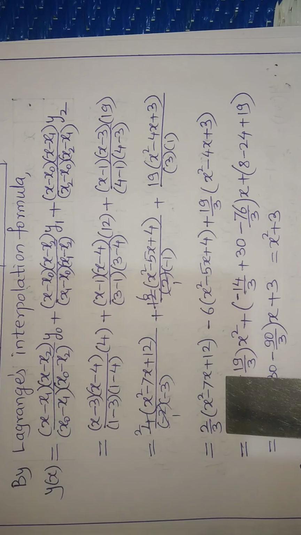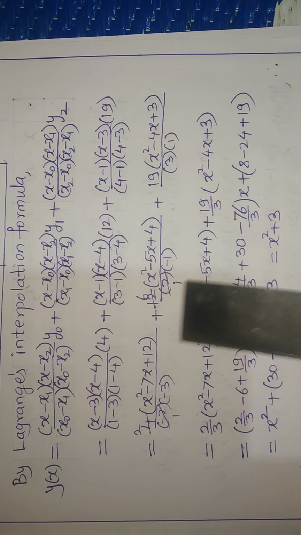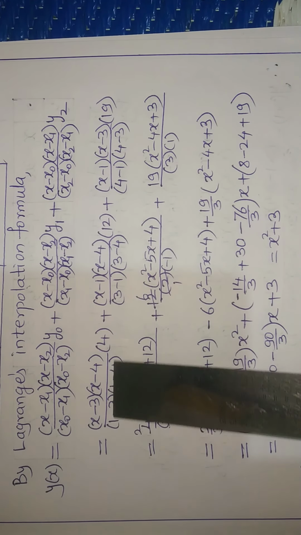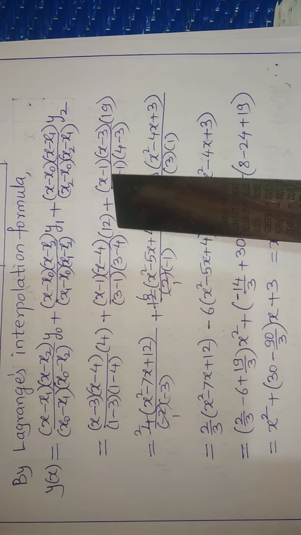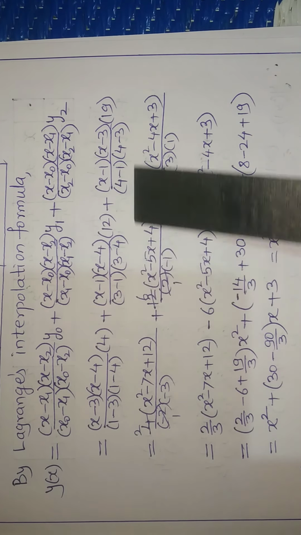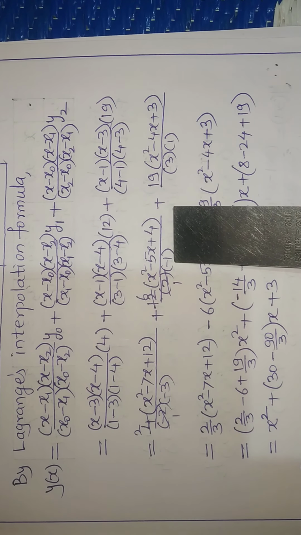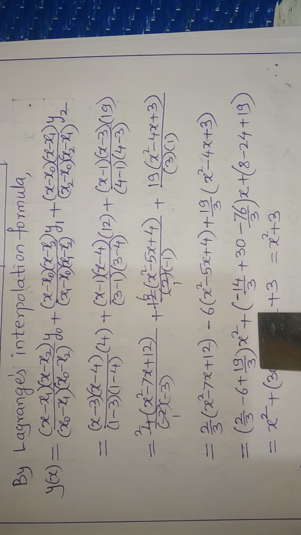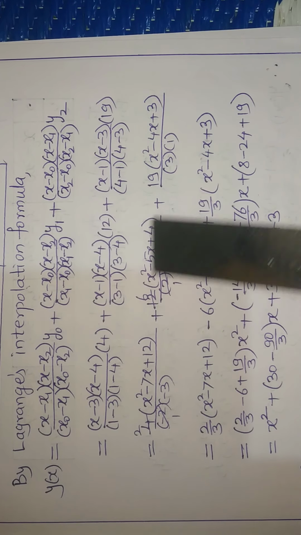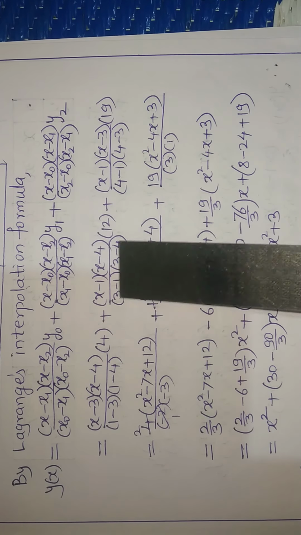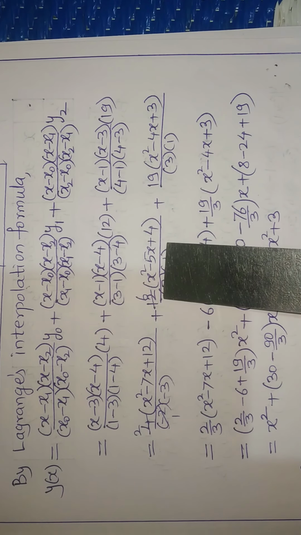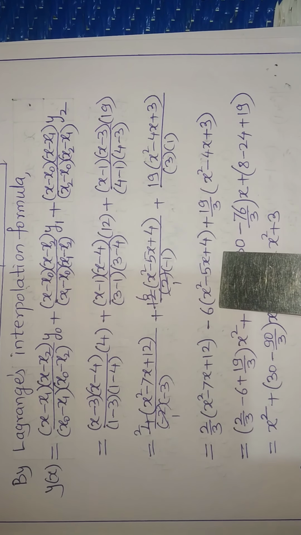In the bracket you have x square minus 7x plus 12, the product of these two brackets, as you know. Now, in the second case, you have 12 here and the denominator is 2 into minus 1 as you're watching. So, there will be minus sign here, and 2 sixes are 12. So, it gives the coefficient 6, and the bracket is the product of these two brackets, which is x square minus 5x plus 4 as it is.